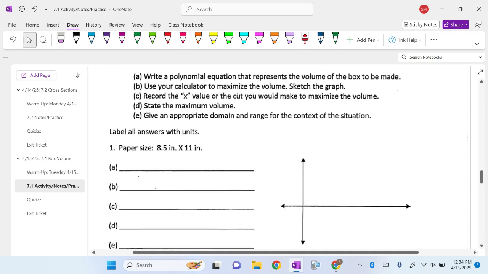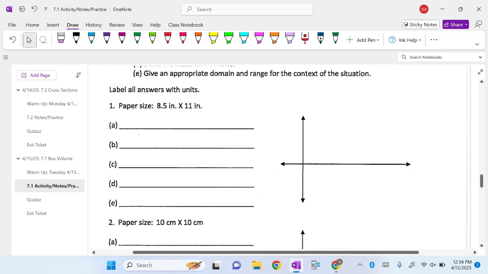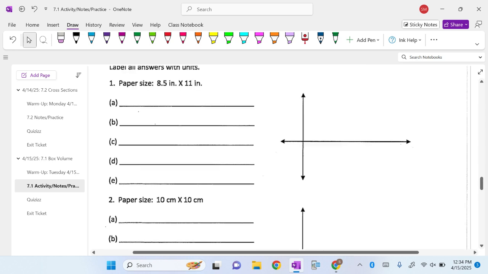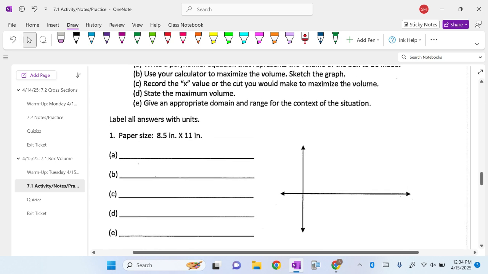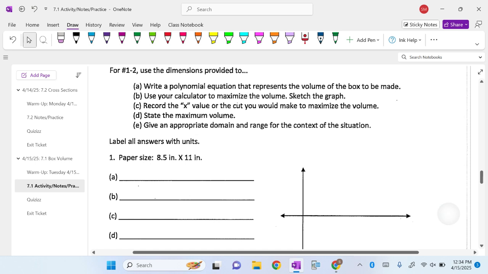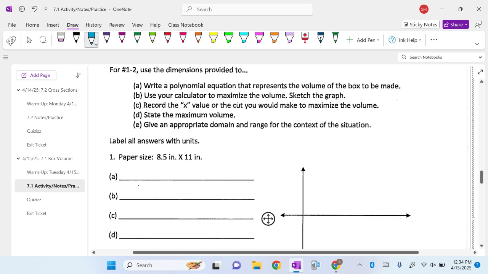All right. So let's do number 1. Paper size. We want to write a polynomial. So we have an 8.5 by 11 paper size, which is a pretty standard piece of paper. So if you had a piece of paper in front of you, that's typically the size of a piece of paper. We want to find the maximum volume we can make if we took out some squares on that piece of paper and made a box.